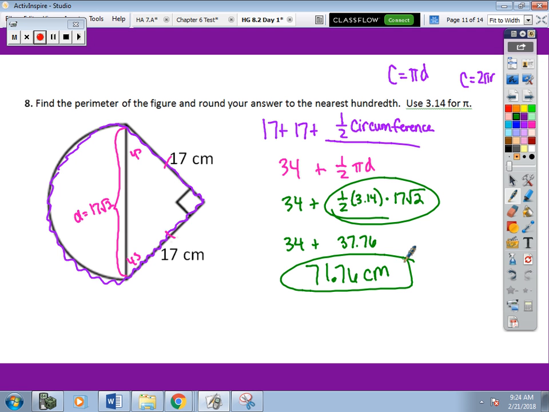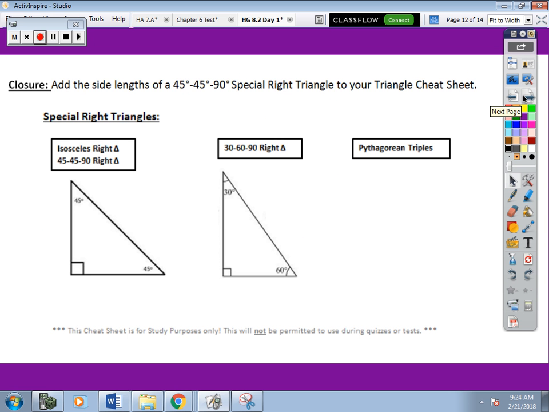All right. The closure says to add this to your right triangle cheat sheet. I'm going to give you that tomorrow. I didn't have it copied yet. By cheat sheet, I really want to say study sheet because you don't get to use it on a test. But it's going to be something that you can study. Study purposes only, not permitted during quizzes or tests.